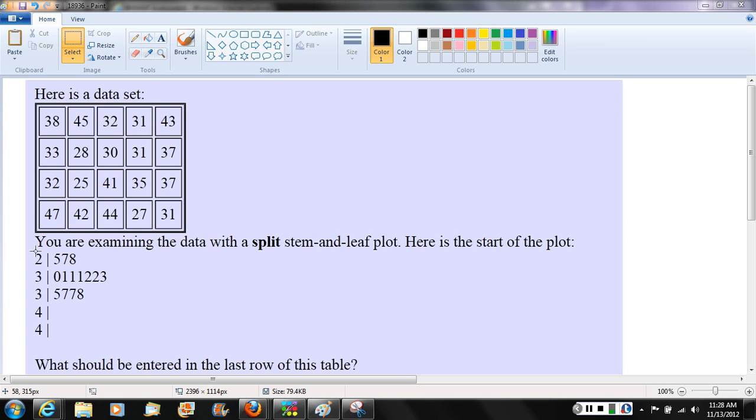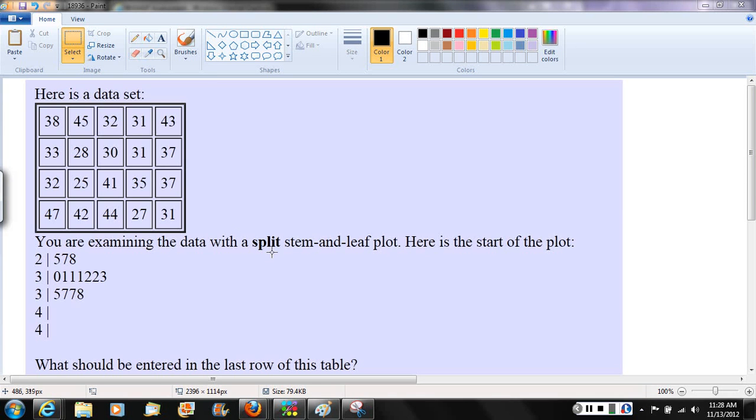The stem is telling us the tens digit here, and the leaf is telling us the units digit. So if we look at this 2 with the 5 as a leaf, it's telling us there's one number 25 in this table. If we look at the 7 as a leaf, it tells us there's one number 27 in the table, etc.